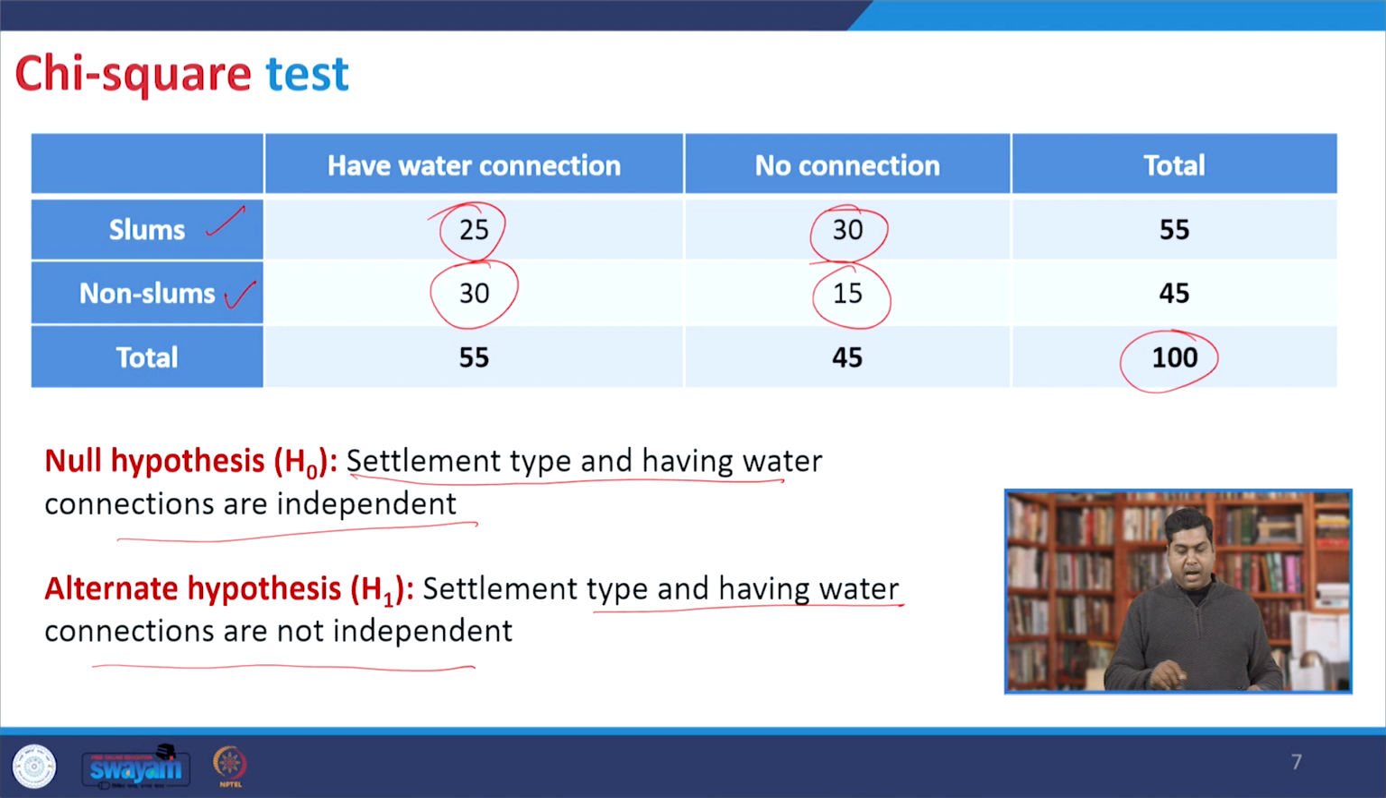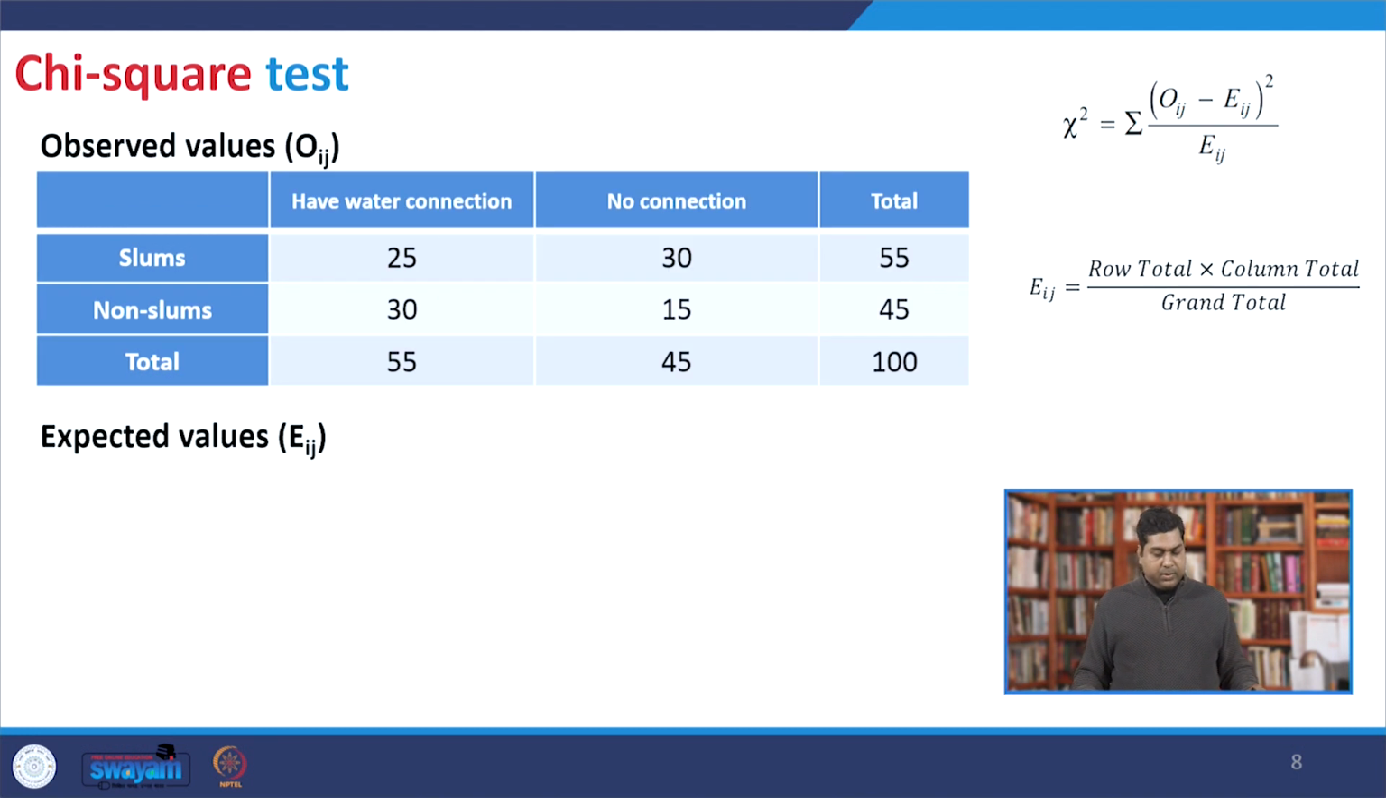So what we now conclude, maybe apparently, is that the non-slum area is having better connectivity. So maybe after calculation and all, we will look into that result, whether our assumption is correct or not. But to check it, we have to formulate the null hypothesis, where in this particular case we say the settlement type and having water connection are independent. So there is no such relationship, and the alternative is just the opposite of that. Now let us go ahead with the table.